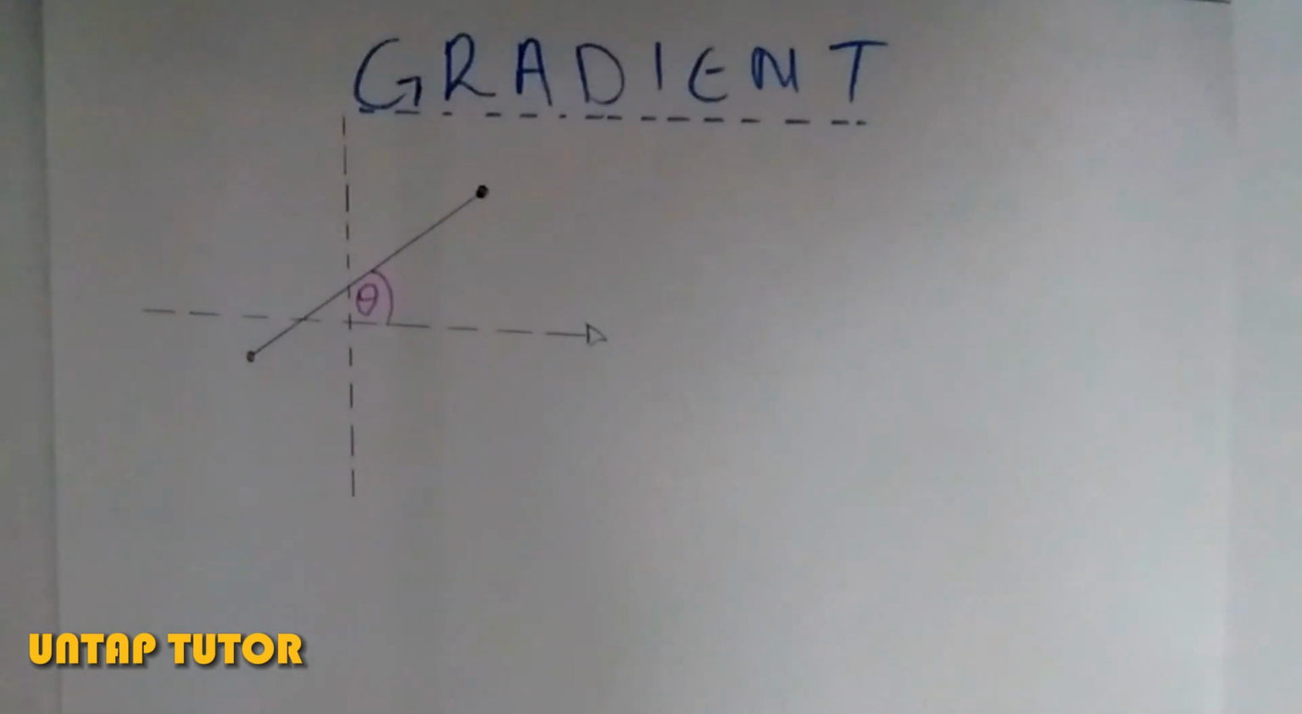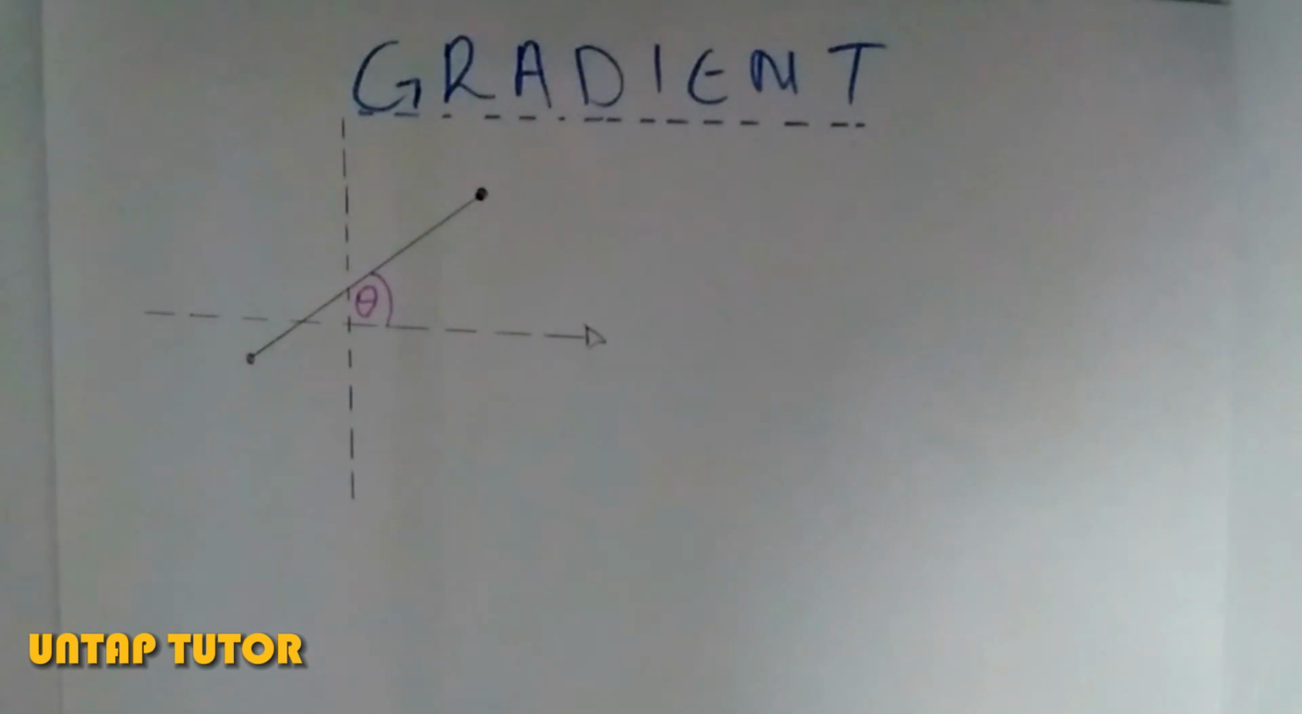So still on the gradient topic, the last video that I did, we found a gradient using 2 points, which we used the formula that says y2 minus y1 over x2 minus x1 is equal to the gradient. But that's not the only way we can use to find the gradient.